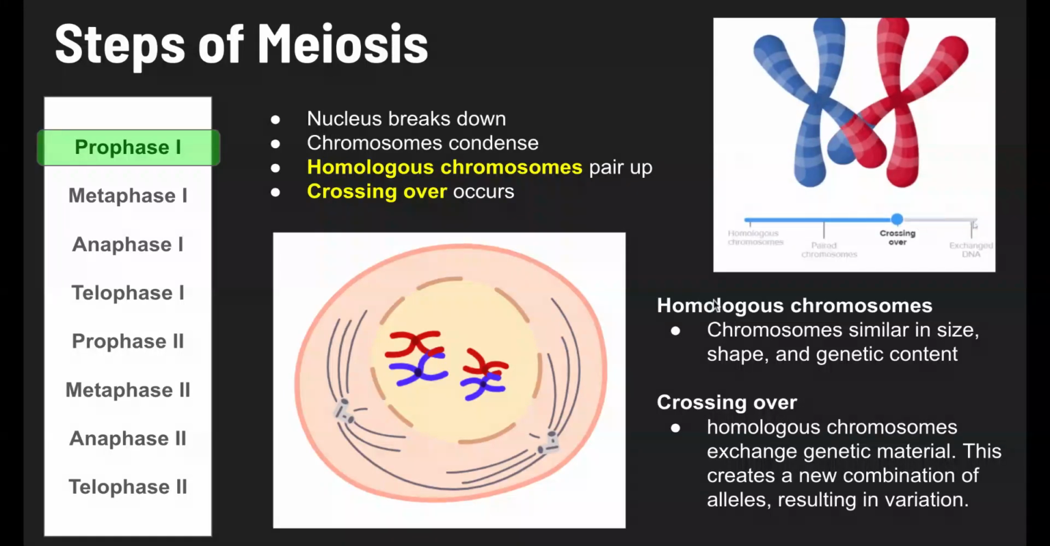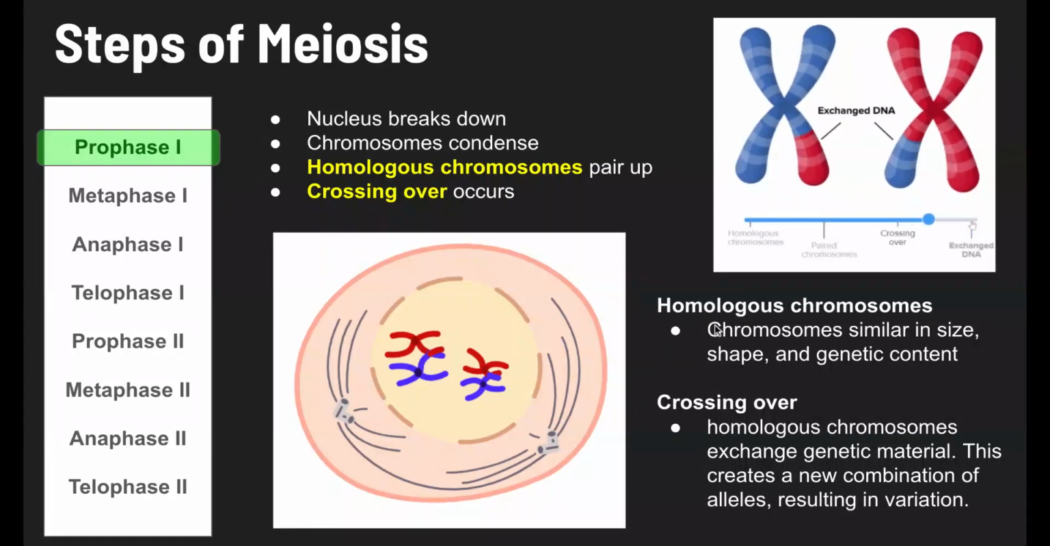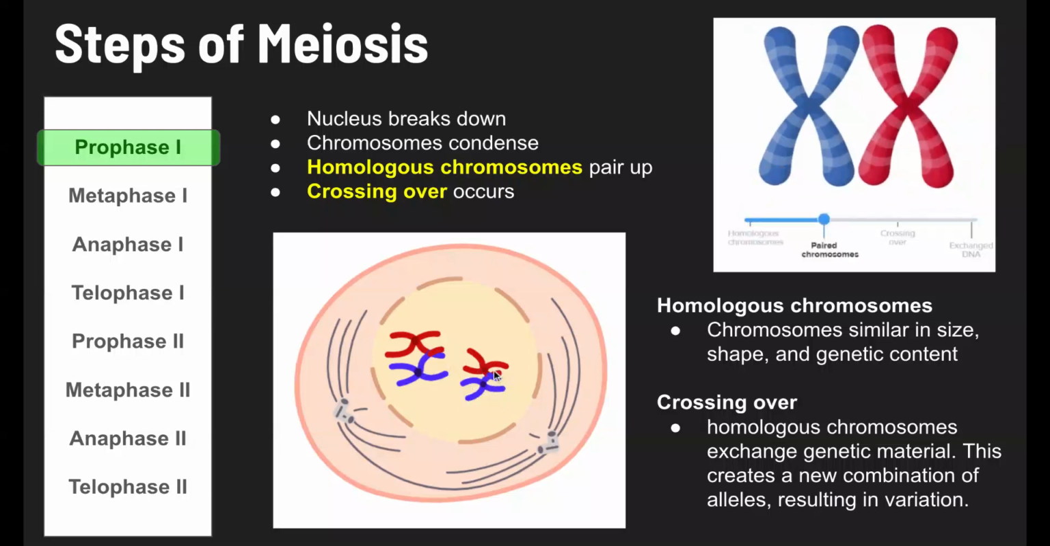So I've used a couple words here, homologous chromosomes and crossing over, so let me tell you what those mean. Homologous chromosomes are chromosomes that are similar in size, shape, and genetic content. So you can see these are roughly the same size, this red and blue, and these are roughly the same size and shape, red and blue. So that's why they're a homologous pair.